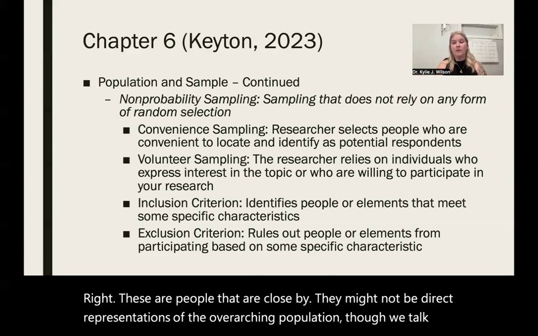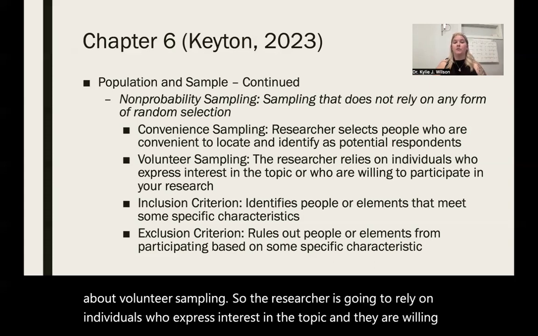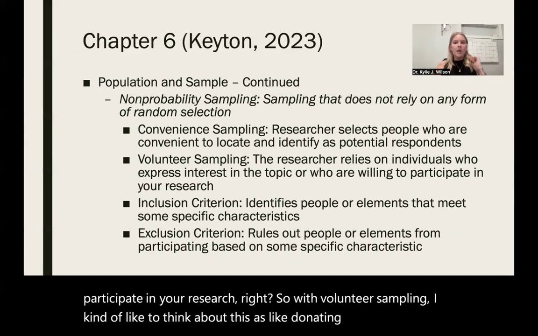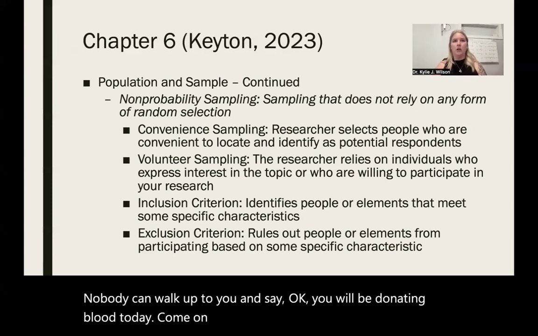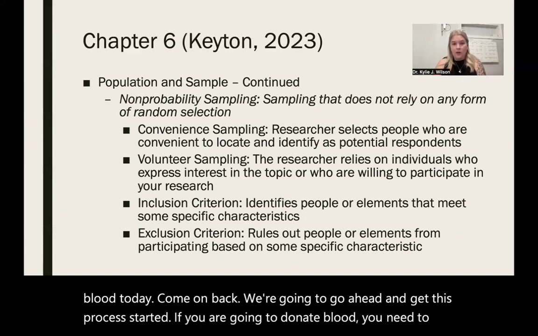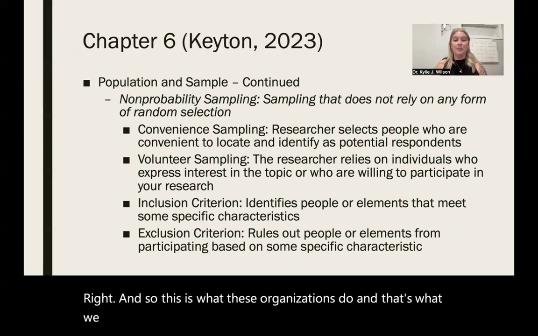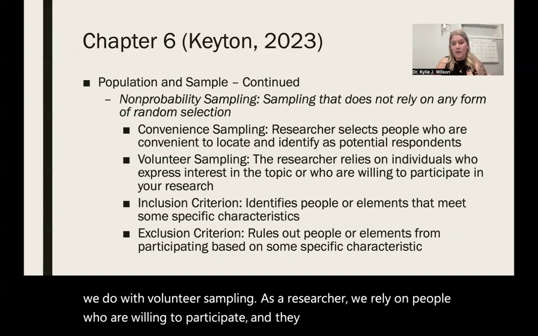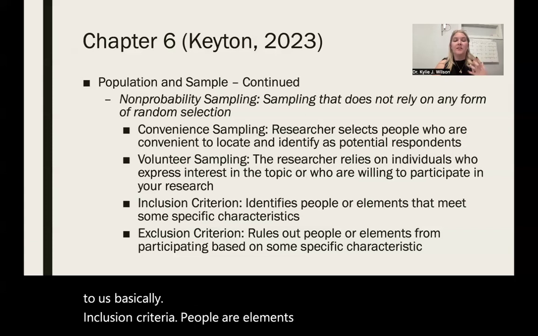We talk about volunteer sampling. So the researcher is going to rely on individuals who express interest in the topic and are willing to participate in your research, right? With volunteer sampling, I like to think about this as like donating blood, right? Nobody can walk up to you and say, okay, you will be donating blood today. Come on back, we're going to go ahead and get this process started. If you are going to donate blood, you need to volunteer for that, right? And so this is what these organizations do. And that's what we do with volunteer sampling. As a researcher, we rely on people who are willing to participate and they express interest and come to us, basically.